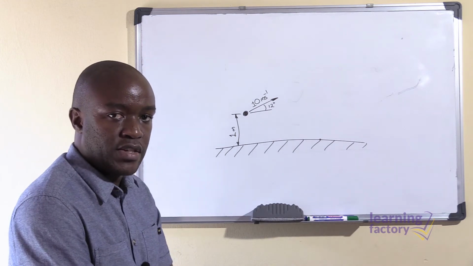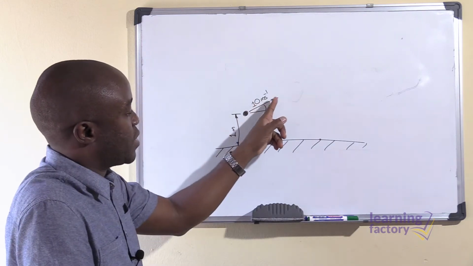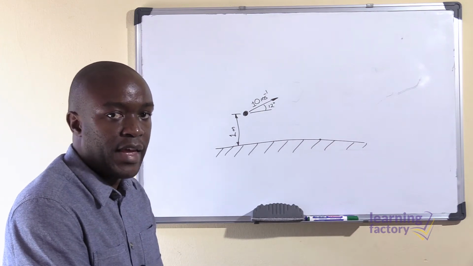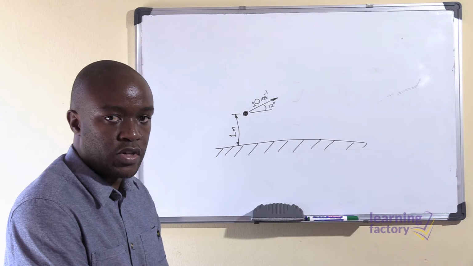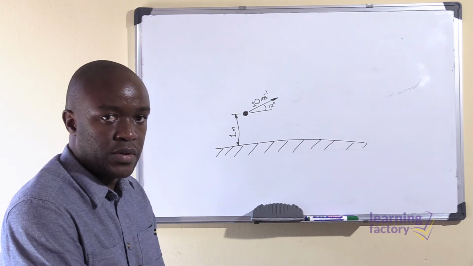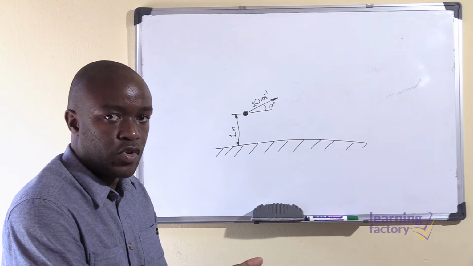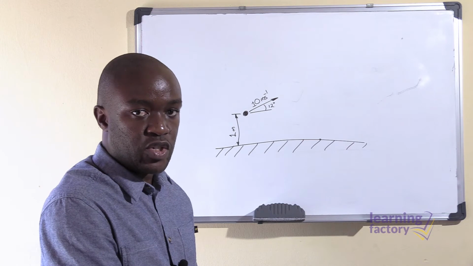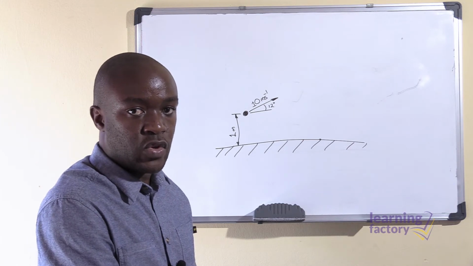For us to do that, we need to split that 10 meters per second into its vertical and horizontal components. And we do that using trigonometry. We use three trig ratios: sine, cosine, and tangent. A simple way to remember our trig ratios is to use the mnemonic SOH CAH TOA.